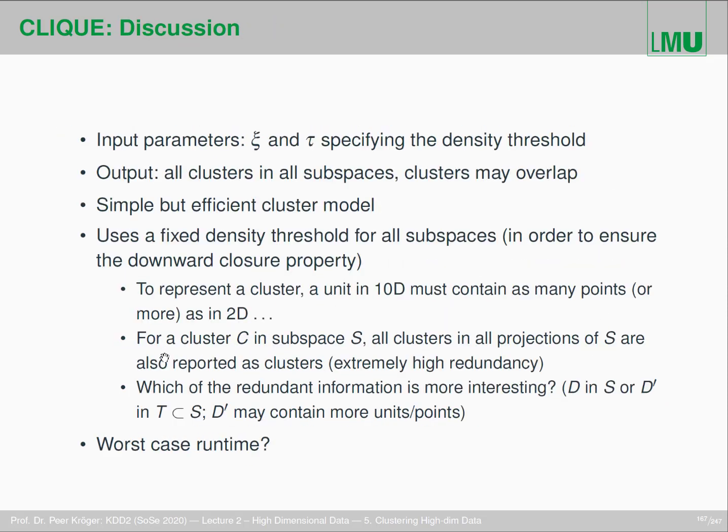Yeah, so there's another downside, and that third thing follows from the second thing. Which of the redundant information is more interesting? Is it the higher dimensional one, or is it the lower dimensional one, which may contain more points or even units? What is more interesting? What is more specific? What is more generic? You never know. And since it's unsupervised, it's hard also to somehow judge or measure that. And all those problems actually follow from this fixed density threshold.